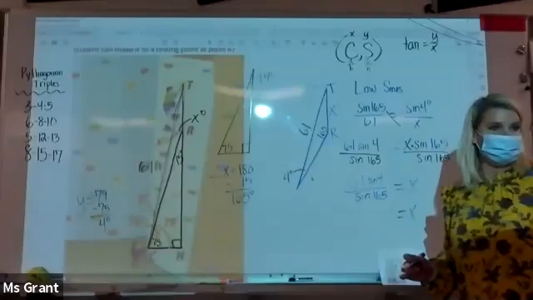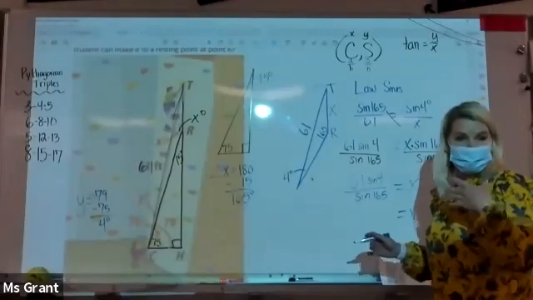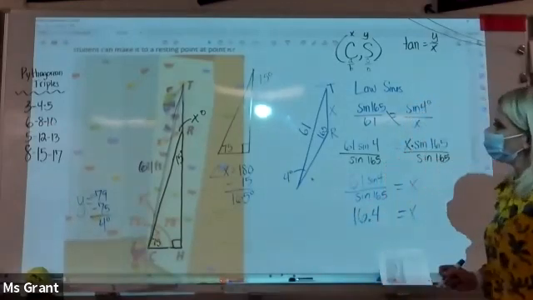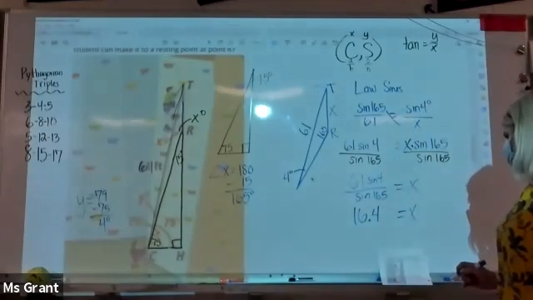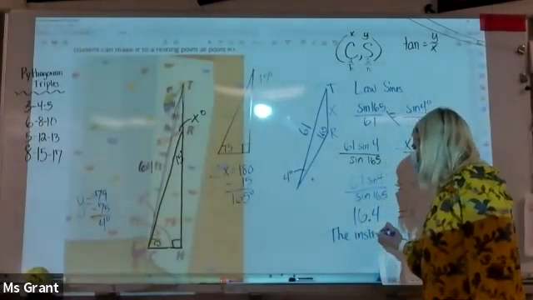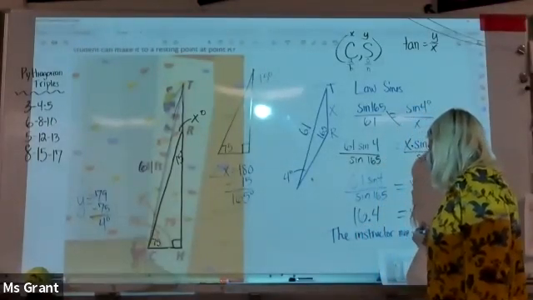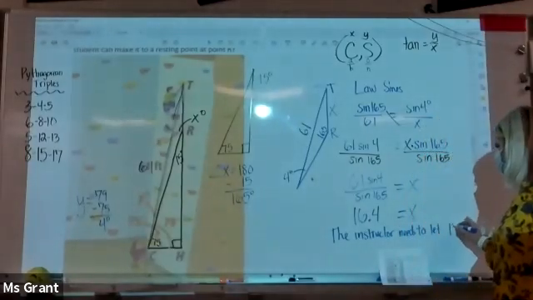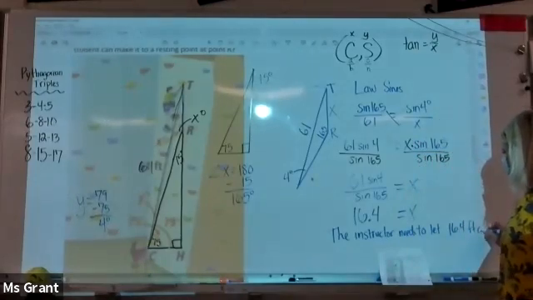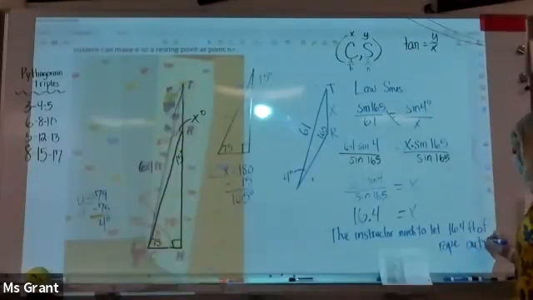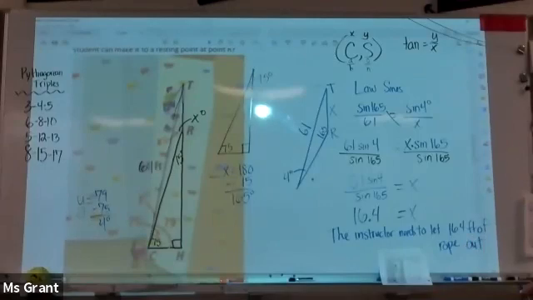I got 16.44. Agreed? I like that. That's good for me. So the instructor needs to let 16.4 feet of rope out. Let the rope out.